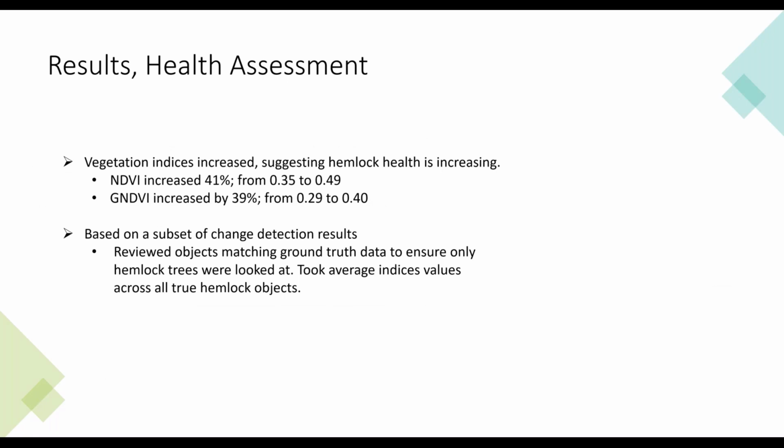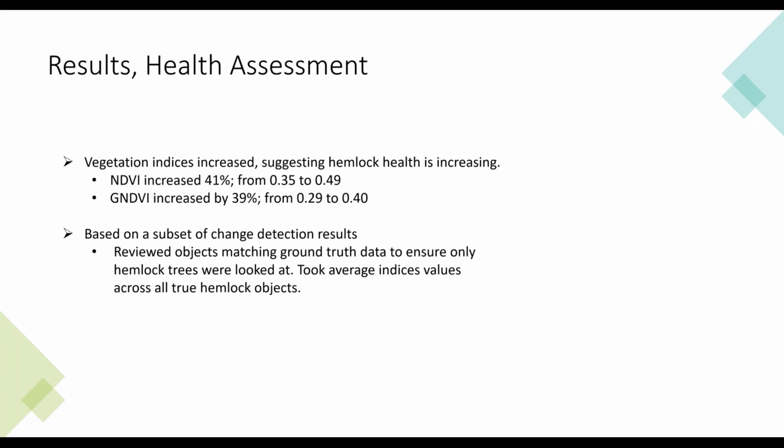And so the health assessment. How I went about doing this was, rather than look at all the objects that were called hemlock tree and do assessment on trees that weren't really hemlock trees, in a GIS I took a subset of my results. Any hemlock object that overlapped with a ground truth waypoint that I knew was an actual eastern hemlock tree, I just looked at those. And then from that subset, I took an average indice value for the NDVI and the GNDVI.